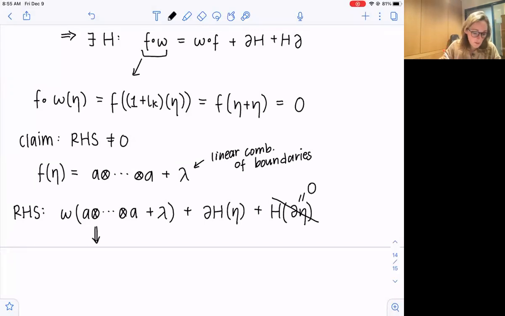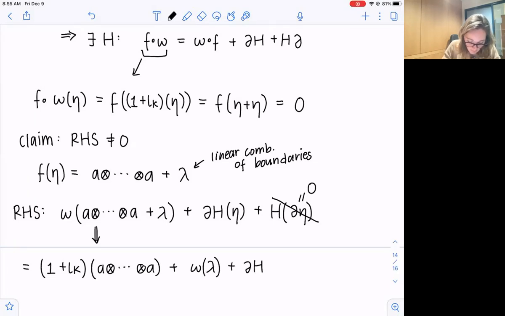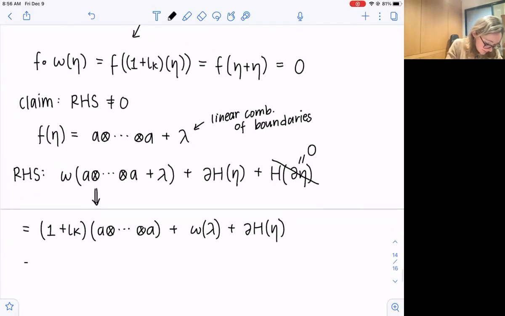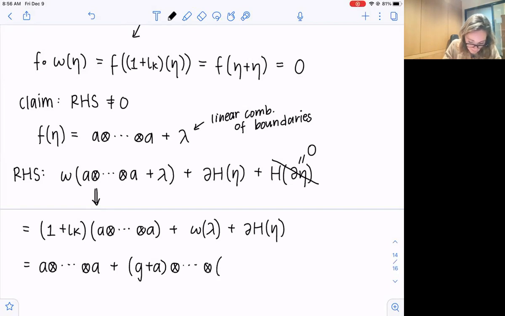to be true of iota k. So this is equal to 1 plus iota k of A tensor itself n times plus omega lambda plus more boundaries. So this is all just boundaries. And then what we get here is that this becomes A tensor itself n times plus G plus A tensor itself n times.